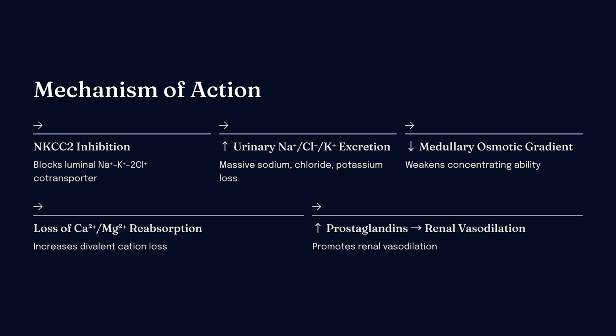Blocking this transporter also reduces the medullary osmotic gradient, decreasing the kidney's concentrating ability and promoting further water loss. In addition, inhibition of NKCC2 abolishes the lumen positive potential, causing loss of calcium and magnesium reabsorption and increasing urinary excretion of these divalent cations. Finally, loop diuretics increase prostaglandin synthesis, producing renal vasodilation and improving renal blood flow, which further enhances their diuretic effect.